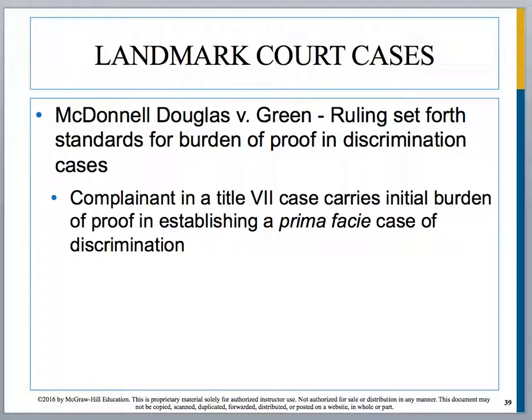On technical grounds, the Supreme Court remanded the case back to the district court, but at the same time, its ruling set forth standards for the burden of proof in discrimination cases. So here's where the standards took place. The complainant, who was Green, the Title VII case carries the initial burden of proof in establishing a prima facie case. That means at first sight or before closer inspection. And that's how you establish the prima facie case of discrimination. If the complainant establishes that case, the burden shifts to the employer to provide some legitimate, non-discriminatory reason for rejecting that employee. The burden then shifts to the employee to prove that the employer's allegedly legitimate reason was actually pretextual.